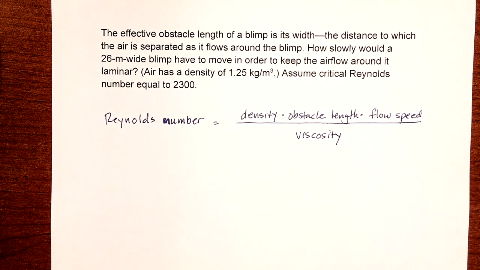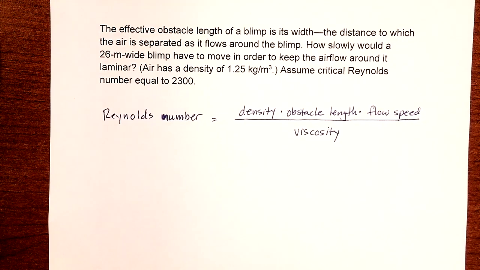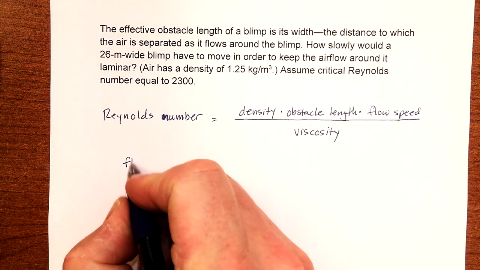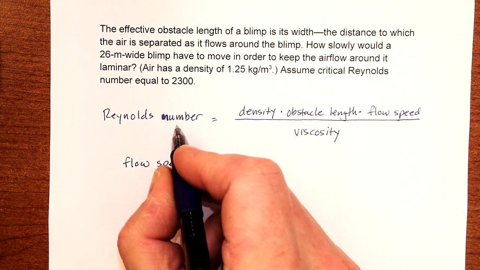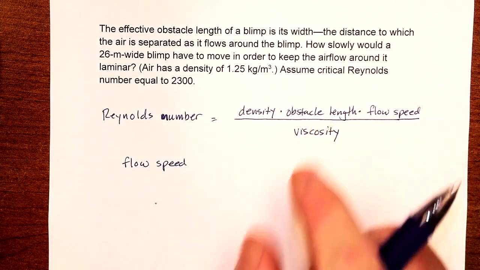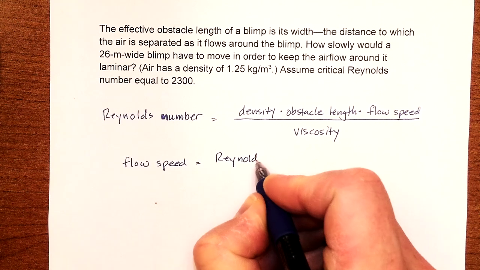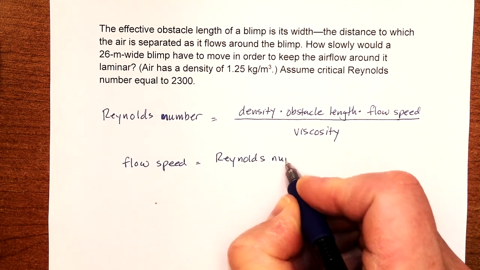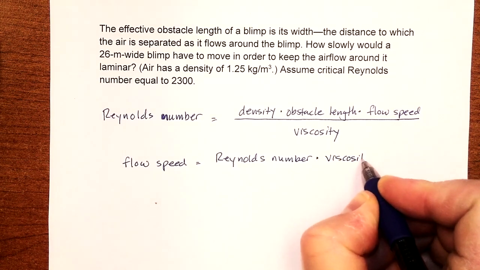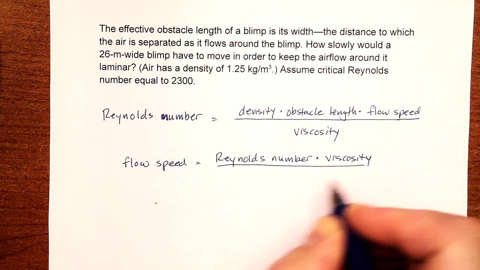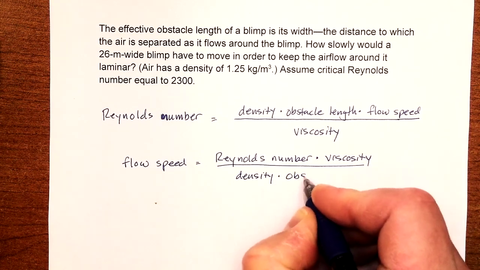And since we want to know a speed, the flow speed, the speed of the air moving past the blimp is what we want to calculate. So we want to isolate flow speed. In order to do that, you would multiply both sides of the equation by viscosity and divide both sides of the equation by density times obstacle length. The rewritten model looks like flow speed equals the Reynolds number times the viscosity divided by the product of density and obstacle length.